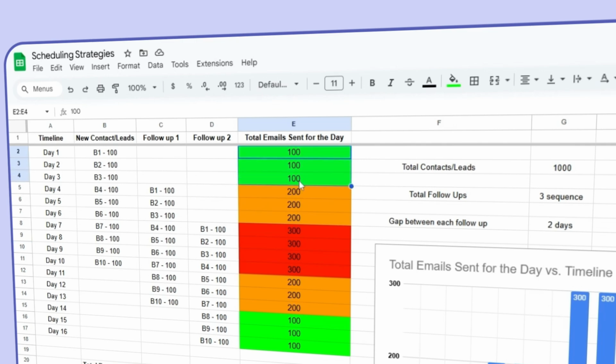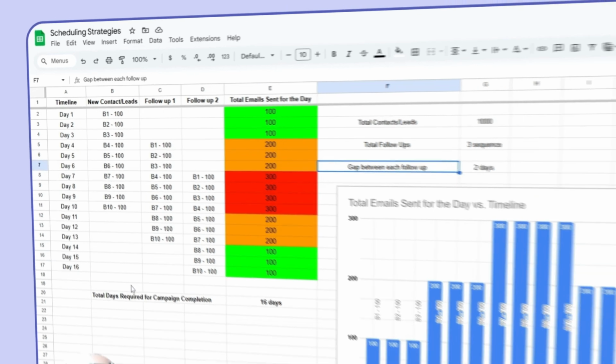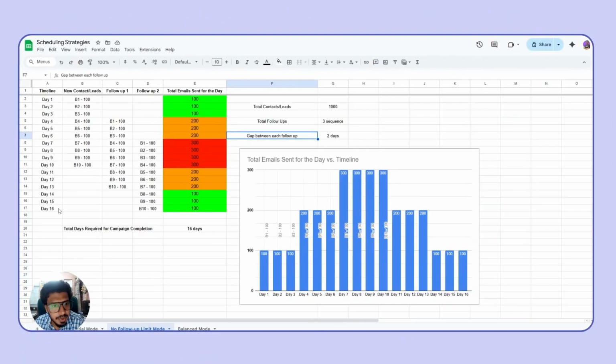So the ideal daily sending limit is supposed to be 100, but on certain days, depending on the number of follow-ups, this limit is exceeded, which is not good for your domain. Therefore, this sending strategy might be the quickest one, but we do not recommend it.